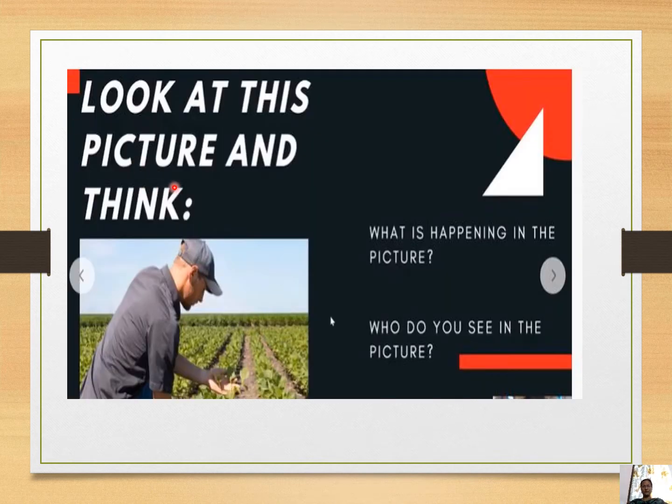Before we go to our topic, look at this picture and think. What is happening in the picture? The man who works in the field. What do you see in the picture? The man who works in the field is called a farmer. So he is the farmer. He works in the field. It depicts a sight that we often come across in the villages of India. It is one of the oldest occupations that human beings have been engaged in, the practice of growing food.